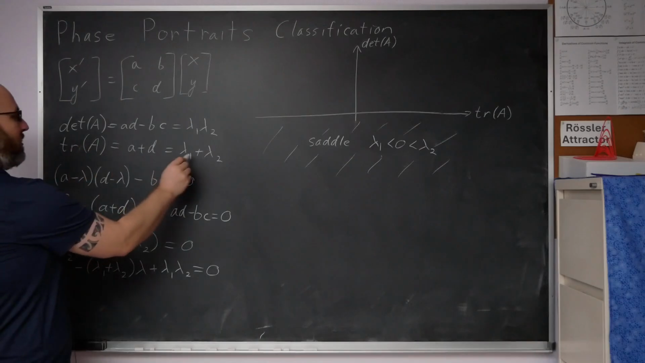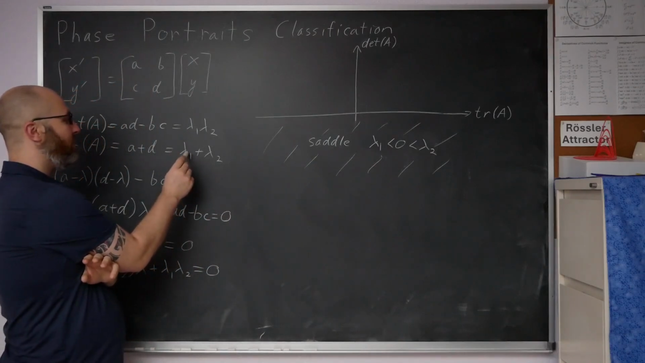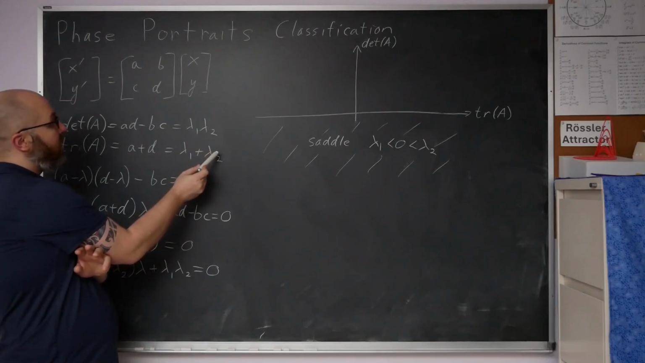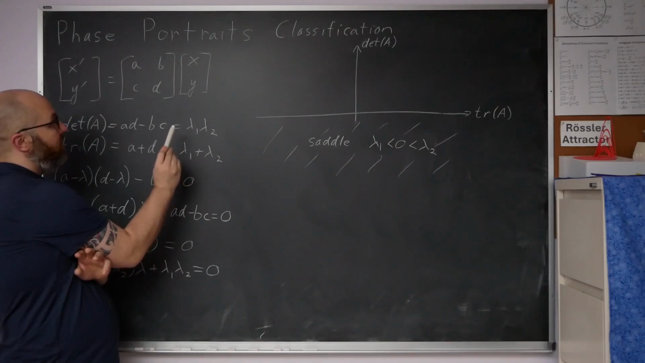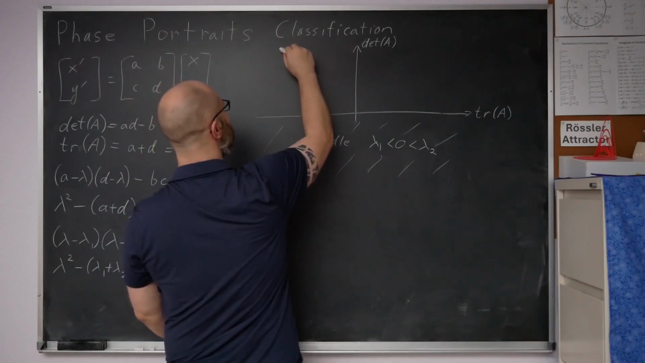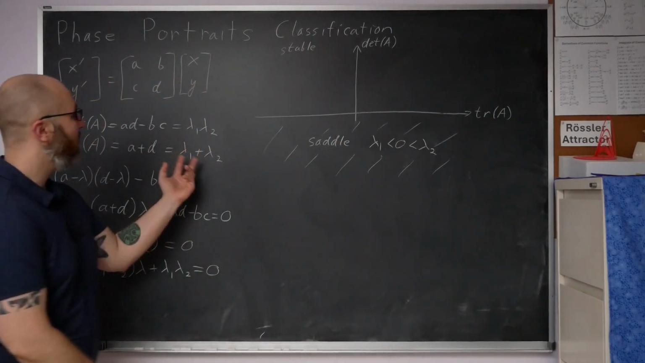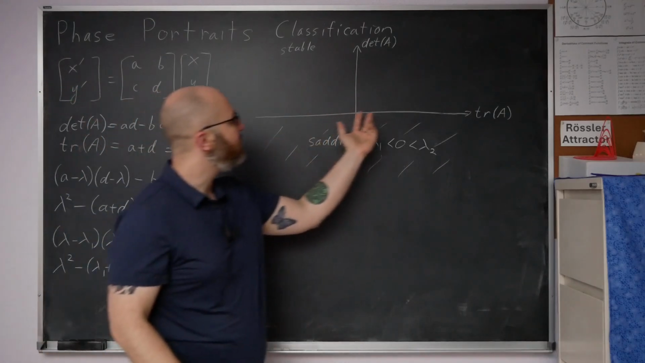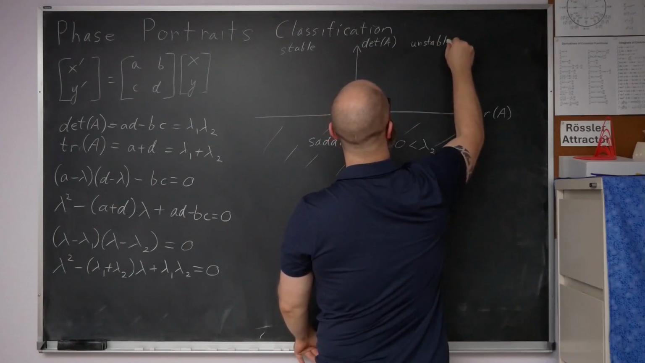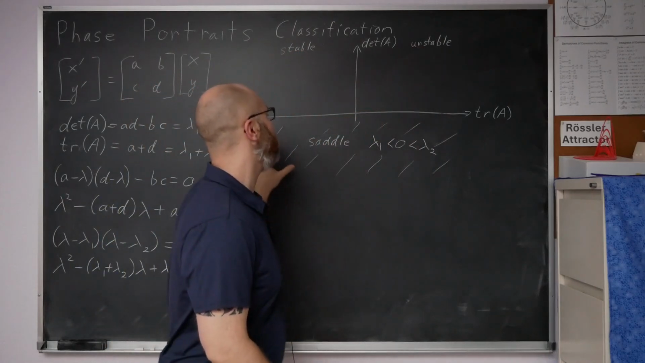And so the trace will actually help us determine whether something's stable or unstable on the top half. If the trace is negative on the top half, then we're going to have stable. So negative trace is over here, so this is the stable half. And if the trace is positive, we're going to have unstable. So trace is positive over here, so this is the unstable half. So everything in this quadrant will be stable, everything in this quadrant will be unstable, everything down here is a saddle.